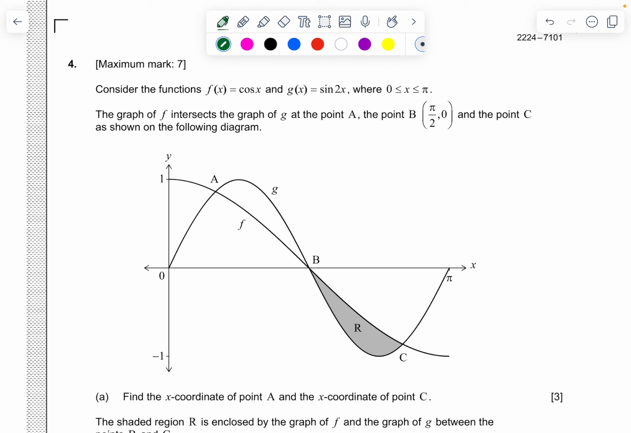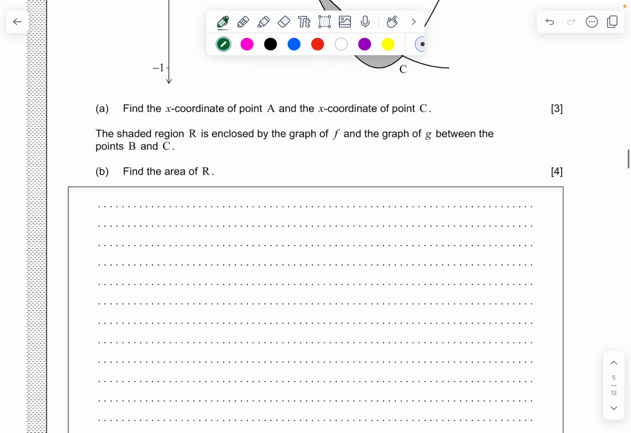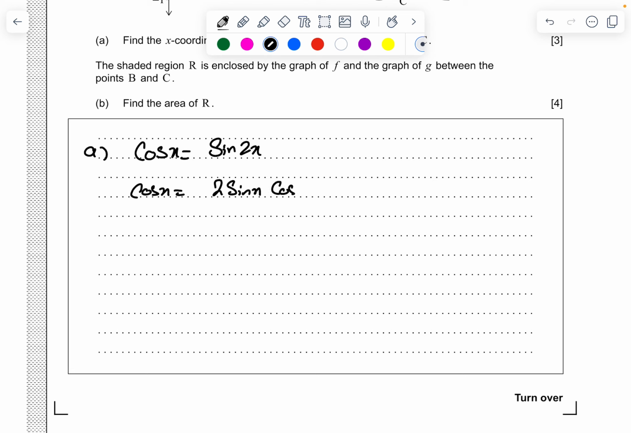Now what is being asked over there? Find the x coordinate of A and the x coordinate of C. We have to find the x coordinate of A and also the x coordinate of C. So first of all, these two curves are intersecting, so cos x equals sin 2x. The formula for sin 2x is nothing but 2 sin x cos x.